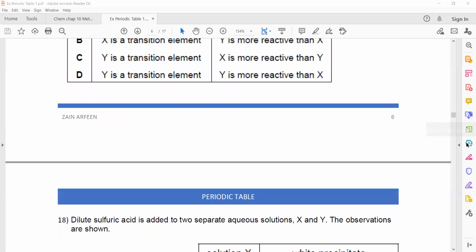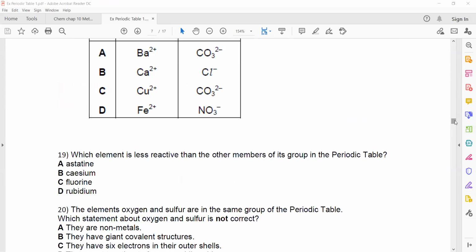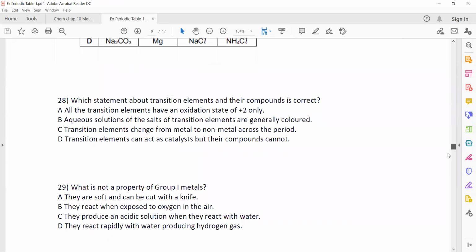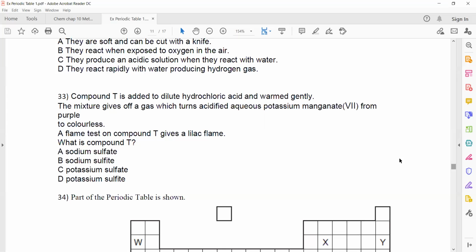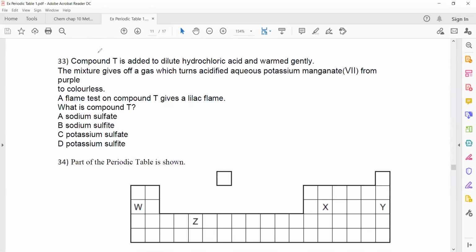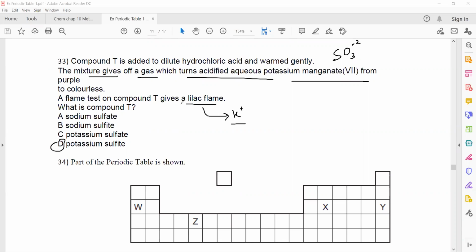Then question number 33. Compound T is added to dilute hydrochloric acid and warmed gently. The mixture gives off a gas which turns acidified potassium manganate from purple to colorless. So again, this is a test for sulfite ion. And a flame test, lilac, is for potassium. So one is potassium, another one is sulfite. So what is this? It is potassium sulfite.